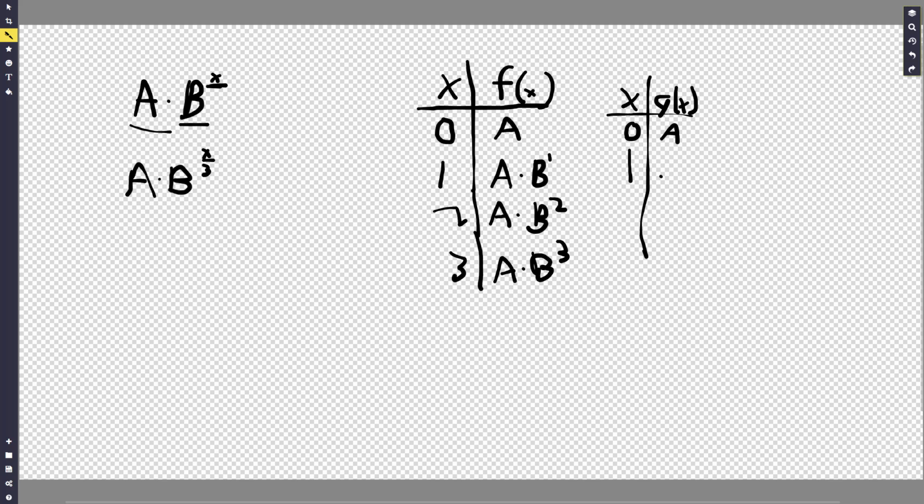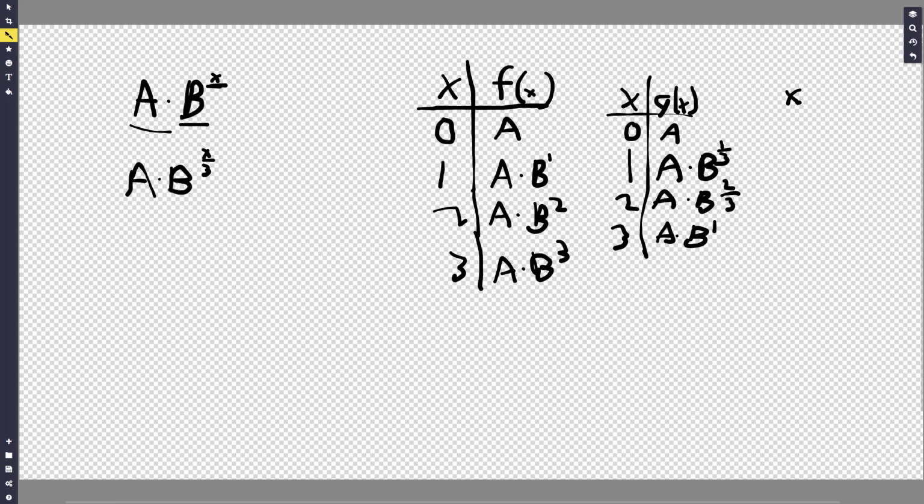Now, when x is equal to 1, it's going to be a times not b to the first, but b to the 1/3, or the cube root of b. And same thing, 2 is going to be a times b to the 2/3, and 3 is going to be a times b to the first. So look at that. It takes x being equal to 3 for g of x to be equal to what f of x is when x is 1.